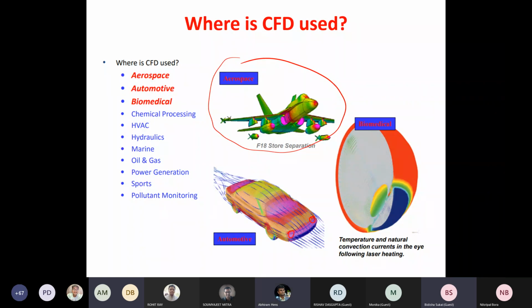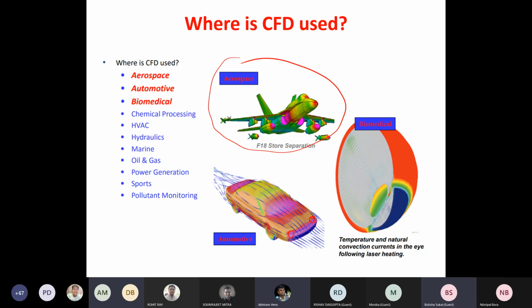Then comes the biomedical sector. Okay, so it is not only engineers who are involved; even biomedical engineers or biotechnologists can use this CFD for understanding different parts.